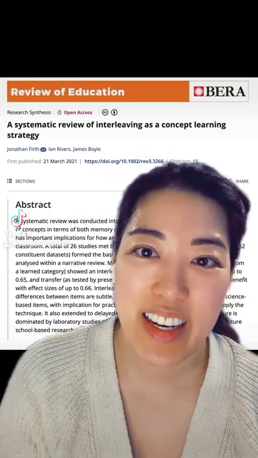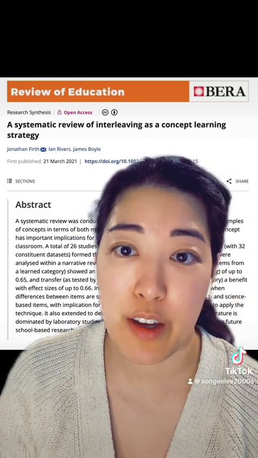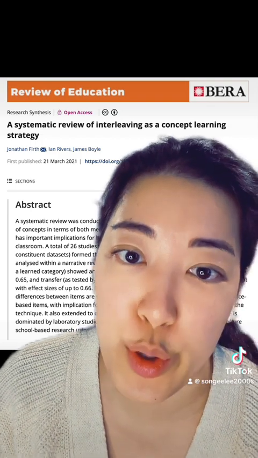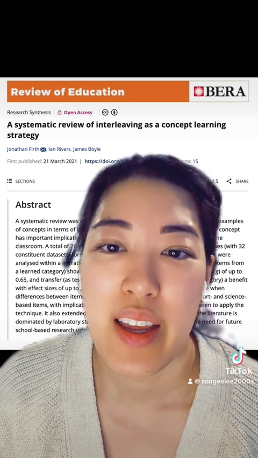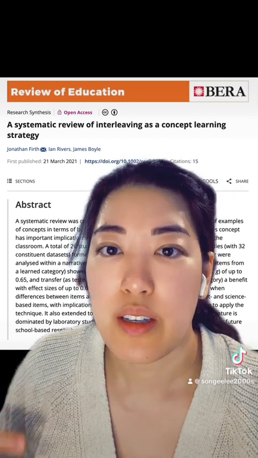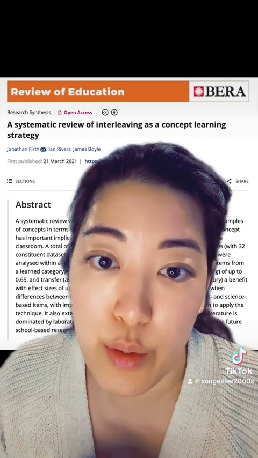Hi, my name is Sonia, and I'm doing a presentation on an article that I found by Firth, Rivers, and Boyle. This article was published in 2021, and it actually describes how interleaving works.